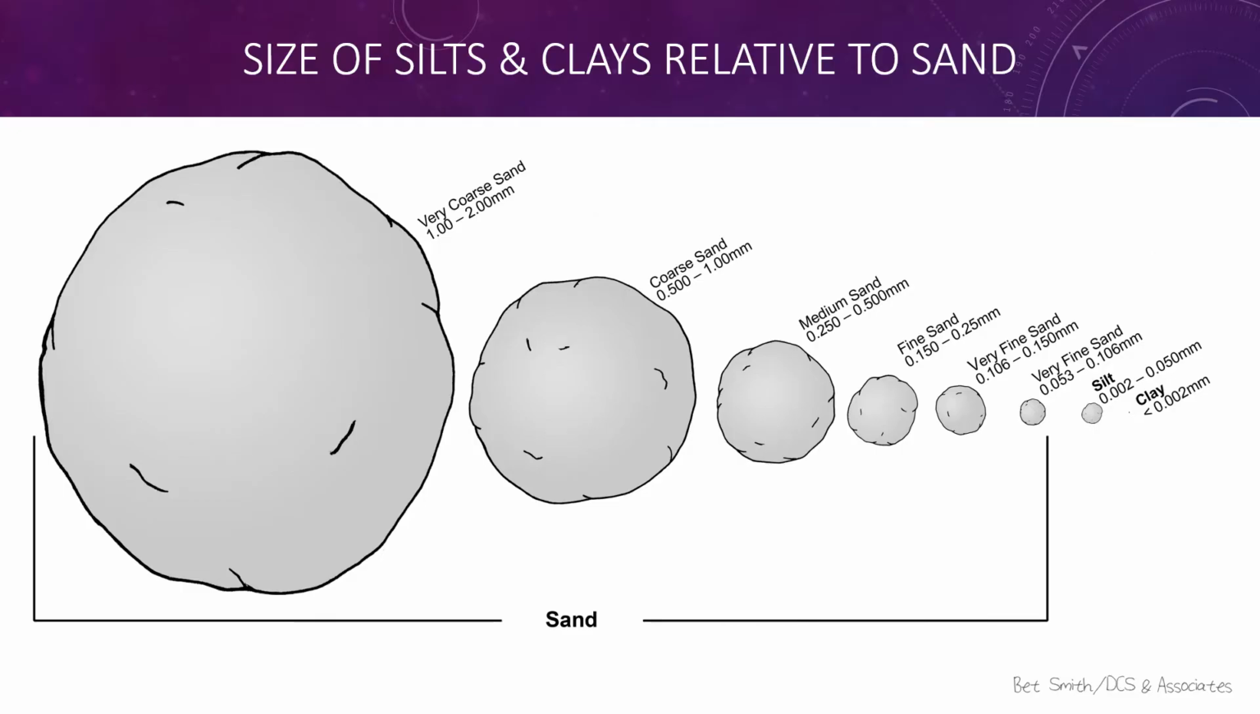So here's another look, and these are the things that we need to look at. All the separators on the market today basically deal in this range, and this gives you an idea of the sizes. In terms of millimeters, this is actually 1,000 to 2,000 microns. And as we go down and look at very fine sand, it's from 106 to 150 microns. Very fine sand starts at around 53.